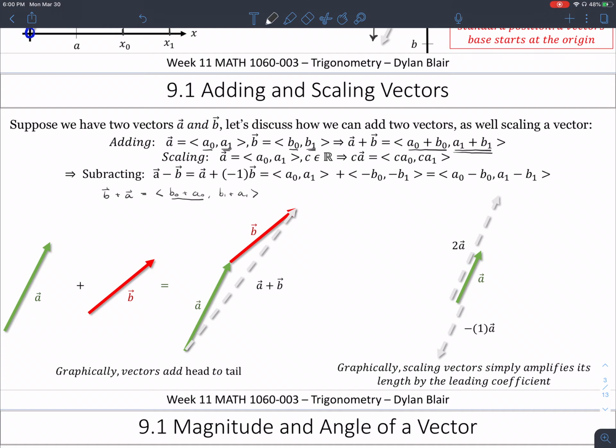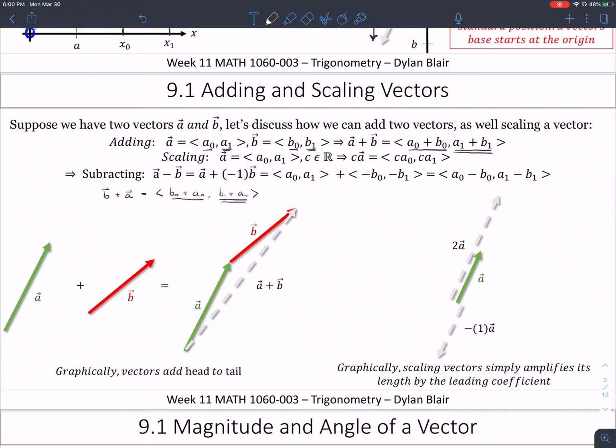So let's say a naught was 1 and b naught was 2. 1 plus 2 is the exact same thing as 2 plus 1. They're both equal to 3. And this similar concept goes for b1 and a1. So we know b plus a is equivalent to a plus b. And we're going to talk about that when we talk about graphically adding these as well, because there's a nice geometric representation of adding these vectors together.